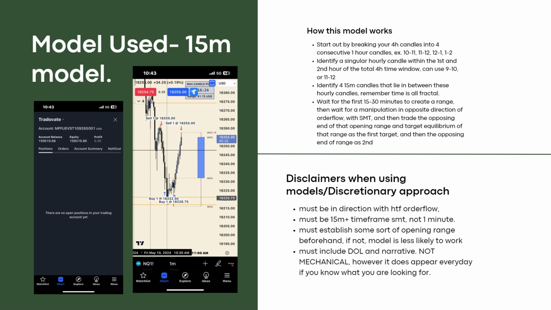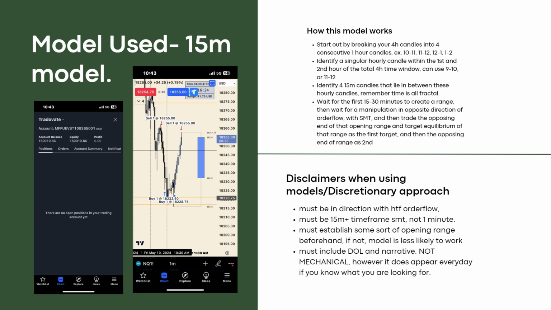So here are some disclaimers and the discretionary approach when trading this model. It must be in direction with the high time frame order flow, such as breaking highs, rejecting lows if we're bullish, or breaking lows, rejecting highs if we're bearish, right? It must be 15-minute time frame SMT, not 1 minute. You're going to be tripped up by 1-minute SMT. And yes, I said time is all fractal. The SMT that you want to see is going to be on the 15-minute time frame across all 3 indexes, or Euro, Dollar, Euro, GBP, DXY, whatever you trade.